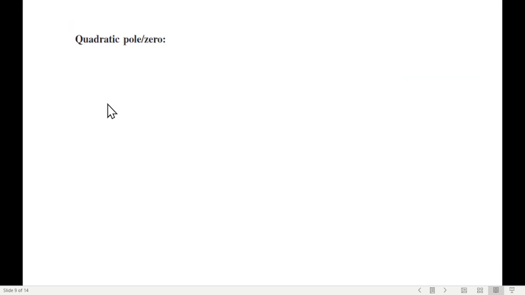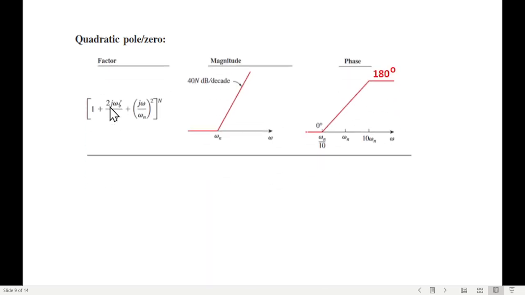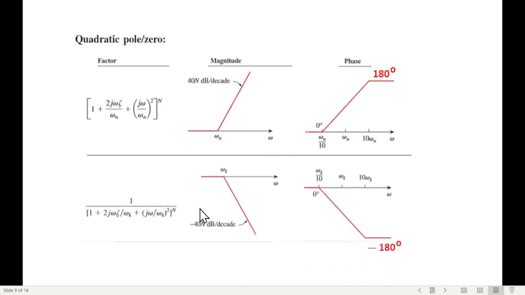And finally, if we have a quadratic factor, like this quadratic equation or power of 2, then the slope will be double. So instead of 20 dB per decade, it will now be 40 dB per decade. And if there is a power more than 2, then it will be multiplied by n. And the angle, instead of 90, now because of the square, will be 90 plus 90, 180. So this is for the 0 of the quadratic factor, and the pole of the quadratic factor will be the same, just opposite.